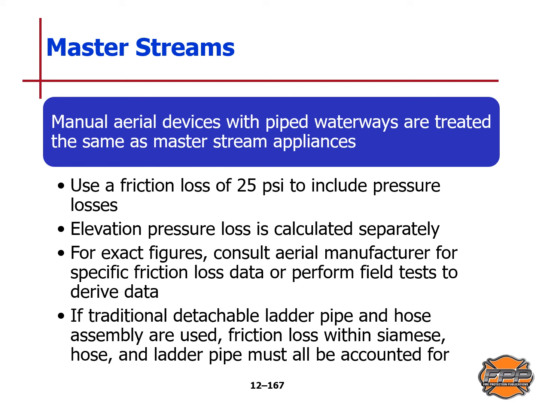If a traditional detachable ladder pipe and hose assembly are used, friction loss within the Siamese, hose, and ladder pipe must all be accounted for.